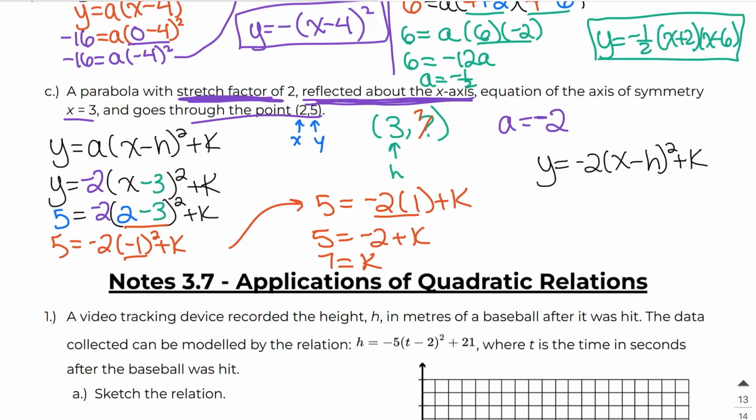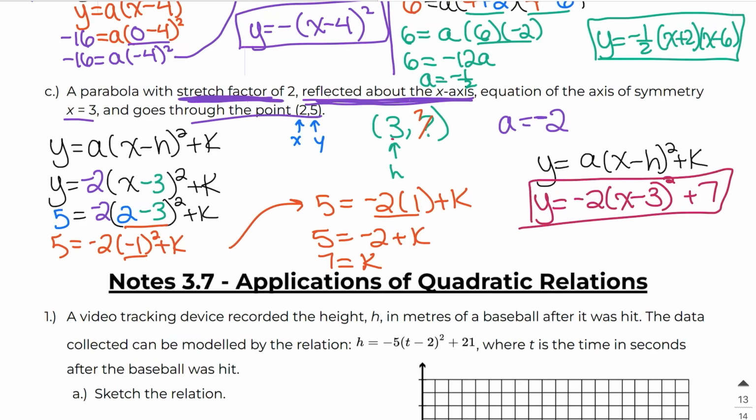vertex form. So here I can say y equals, I wrote the a in here already. I guess I was really excited about this one. So I get y equals negative 2 times x minus 3, because I know the h value is 3, squared, and then plus 7. And this right here is my final answer.